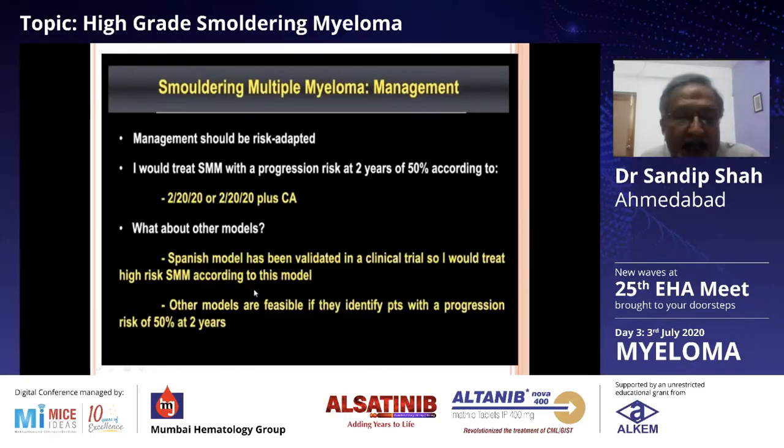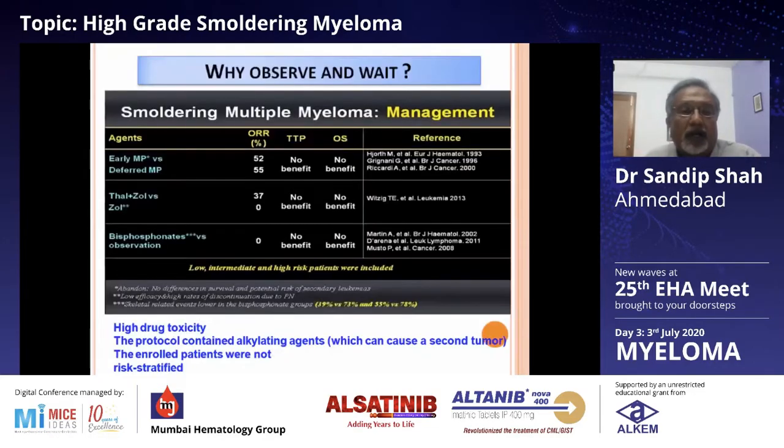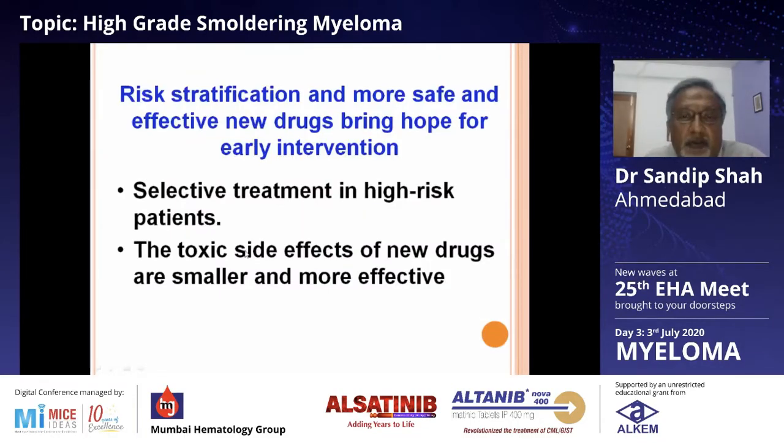So those patients who have chances of progression of more than 50% at 2 years should be treated, according to her. So why are patients observed and waited on without treatment in smoldering multiple myeloma? Because multiple trials were done with melphalan, thalidomide, zoledronic acid, and other bisphosphonates. There was no advantage in time to progression or overall survival, and there was a lot of drug toxicity. So that's why we don't treat smoldering myeloma patients and keep them under observation.